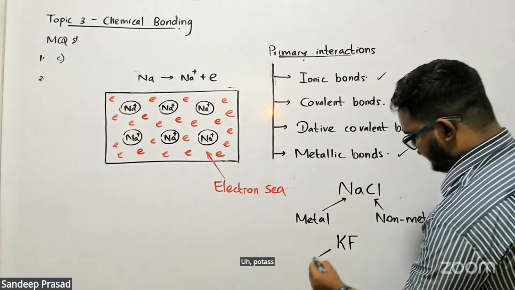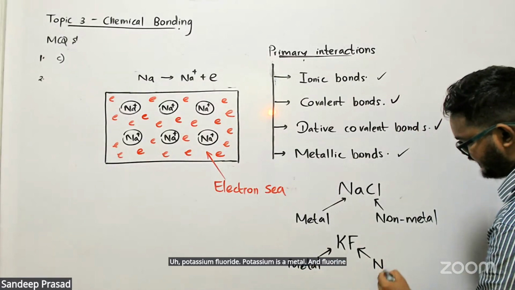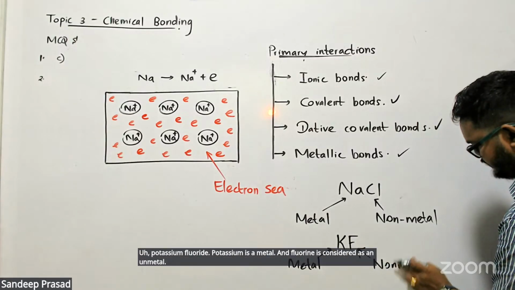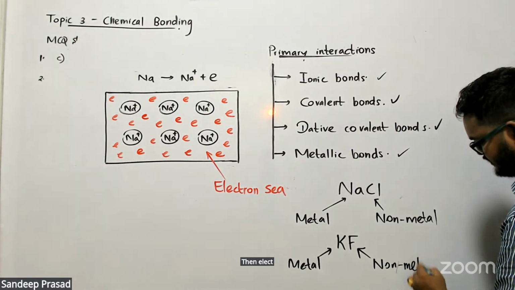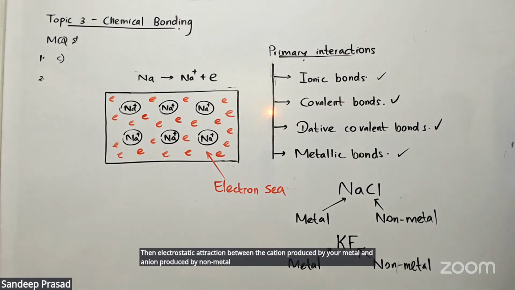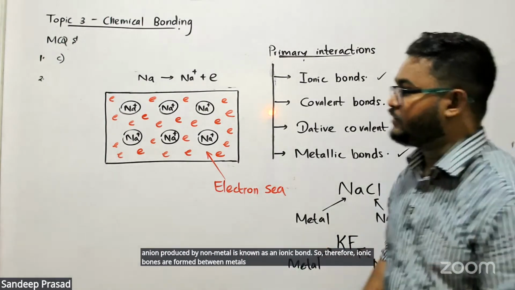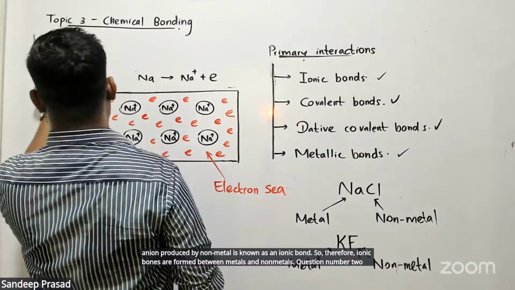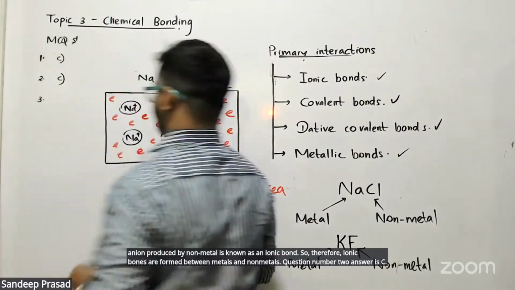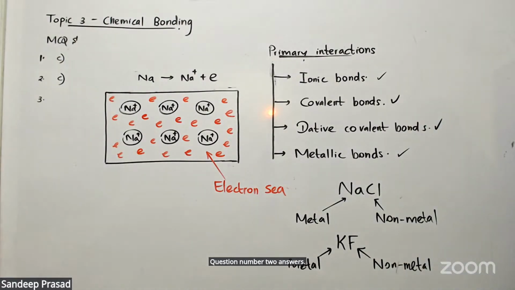Potassium fluoride. Potassium is a metal and fluorine is considered as a non-metal. Then the electrostatic attraction between the cation produced by a metal and the anion produced by a non-metal is known as an ionic bond. So therefore, ionic bonds are formed between metals and non-metals. Question number 2, answer is C.